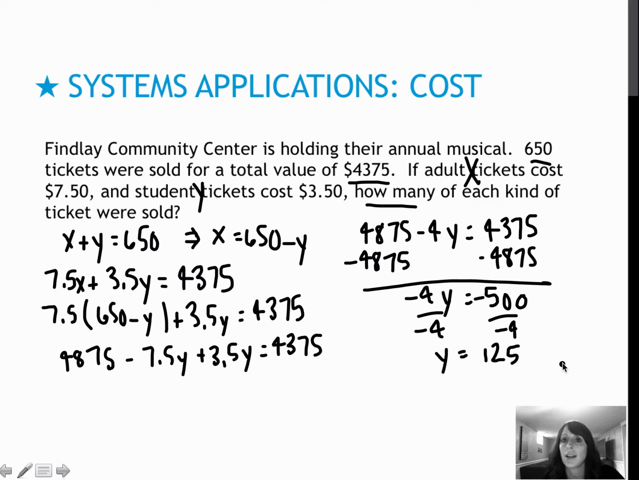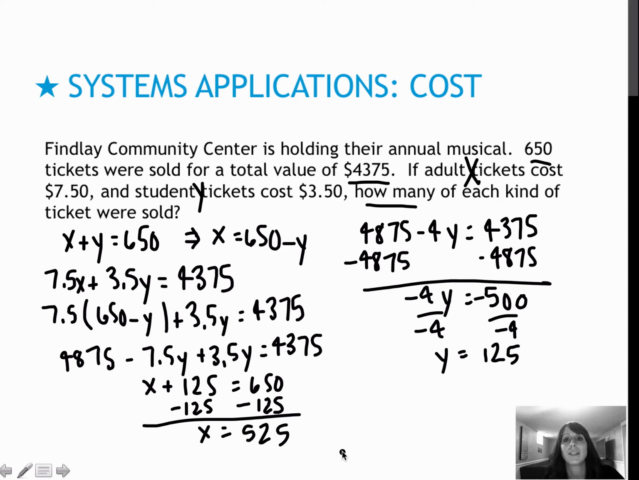Remember that this is not a cost. Y represents the number of student tickets. To find the number of adult tickets, I would then use my first equation and replace y with 125 and find that x must be 525. So my sentence would say that 525 adult tickets were sold and 125 student tickets were sold.